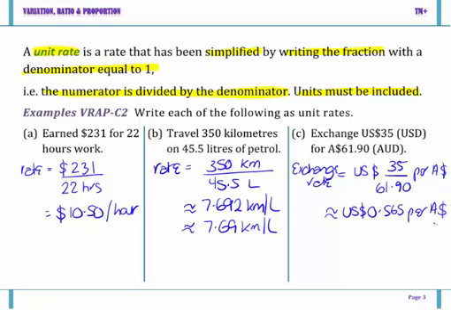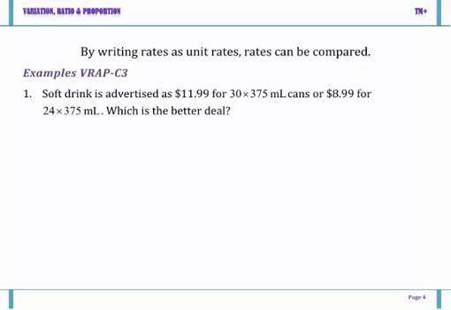If you went the opposite way, you could also write it as 56.5 US cents per Australian dollar. So you could write it that way as well. Either's fine. Now normally we will do unit rates in rates rather than leaving it as a fraction. So if it's not specified, always go for the unit rate. Now by writing rates as unit rates, rates can be compared.